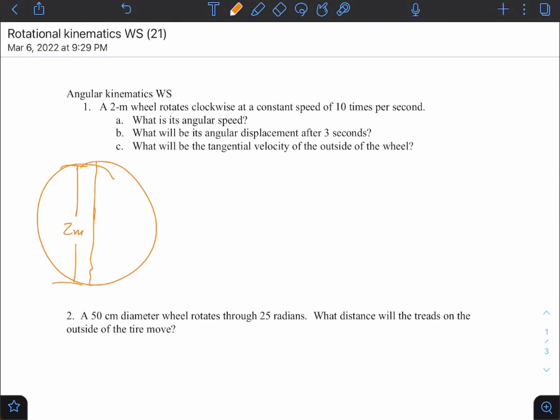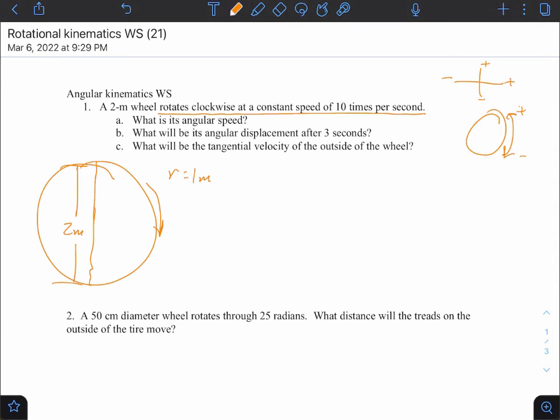And I'll show you what the answer should be, had you used radius in this problem, at the end. But I'm going to assume it's the diameter, which means my radius is 1 meter. And it's rotating clockwise at a speed of 10 times per second, so it's going this way. And again, just like I said in the notes, clockwise we're going to treat as negative, counterclockwise we treat as positive, just like we would treat right as positive, left as negative, up as positive, down as negative.